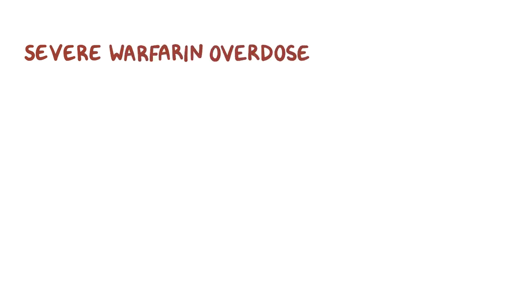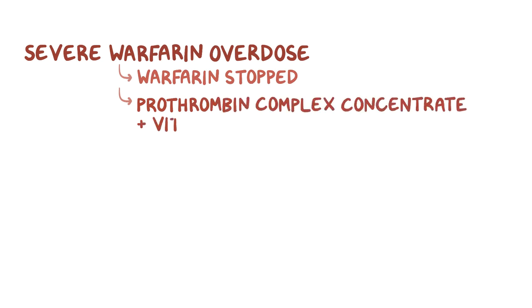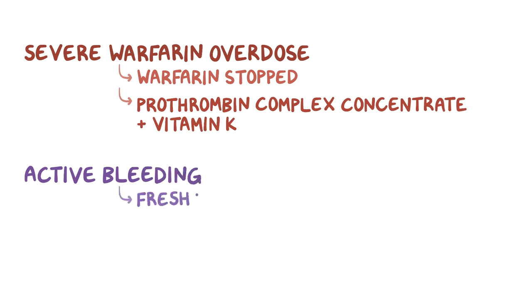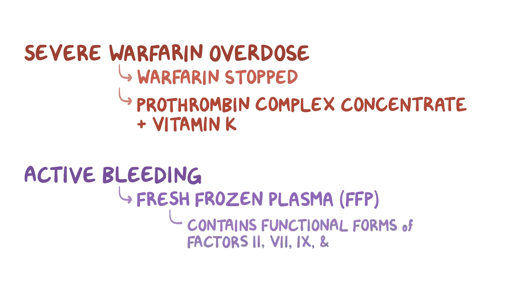If a person suffers from severe warfarin overdose, obviously the first step is that warfarin should be stopped and a prothrombin complex concentrate, along with vitamin K, should be given. If there's active bleeding, fresh frozen plasma, or FFP, should be given since it contains the functional forms of coagulation factors 2, 7, 9, and 10.